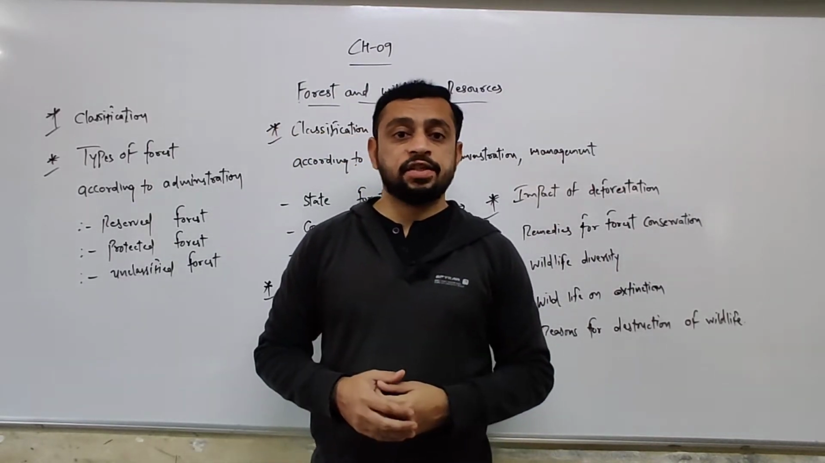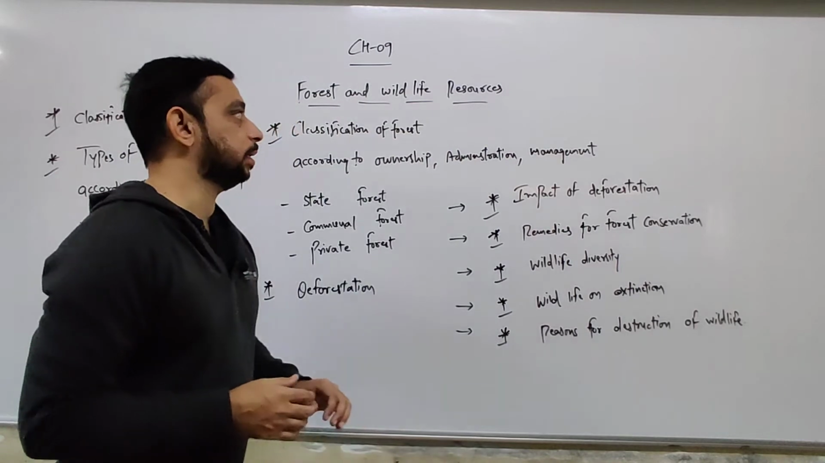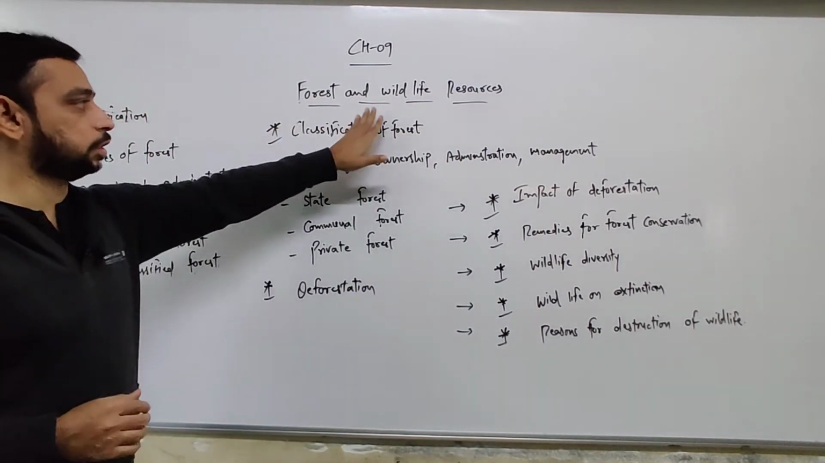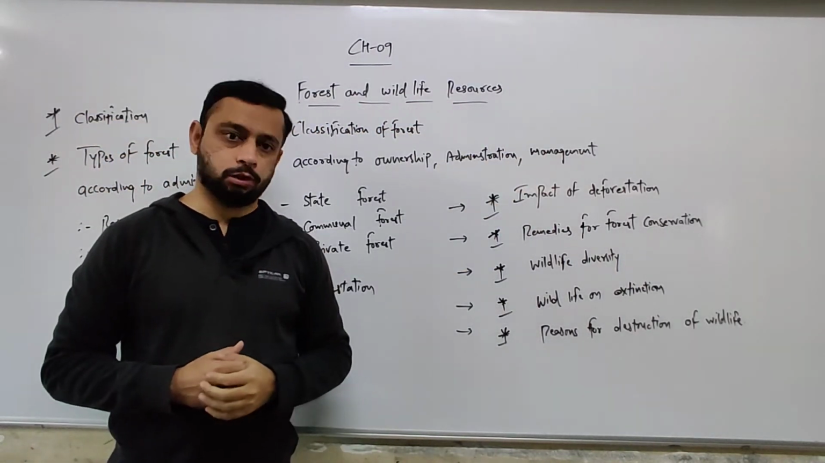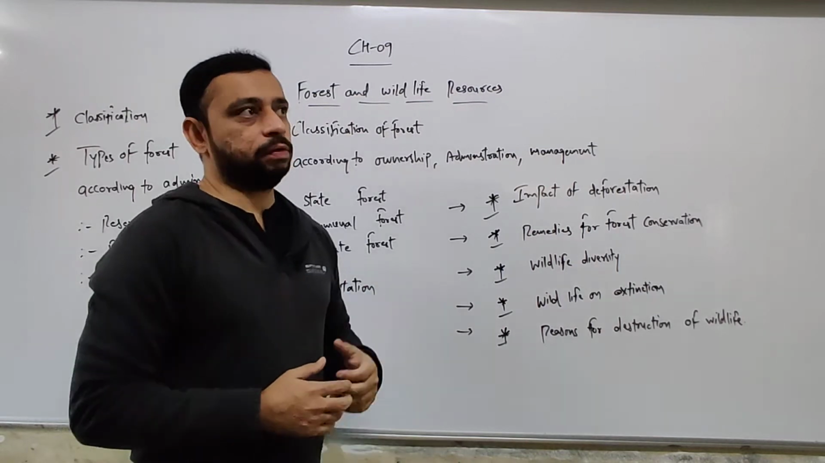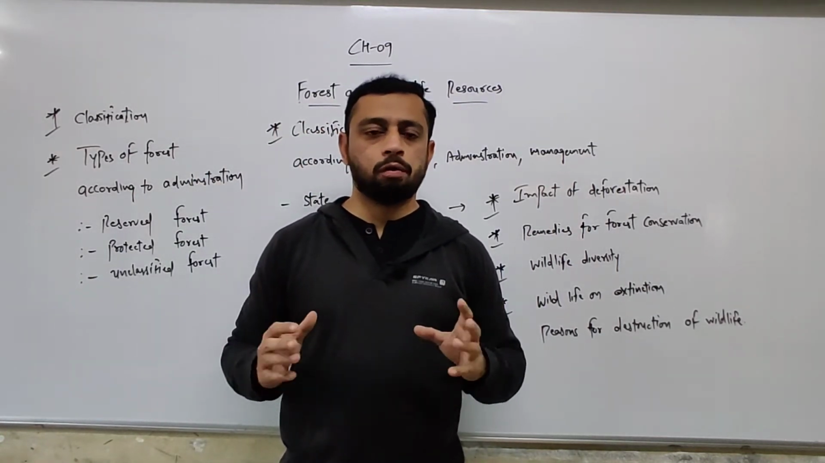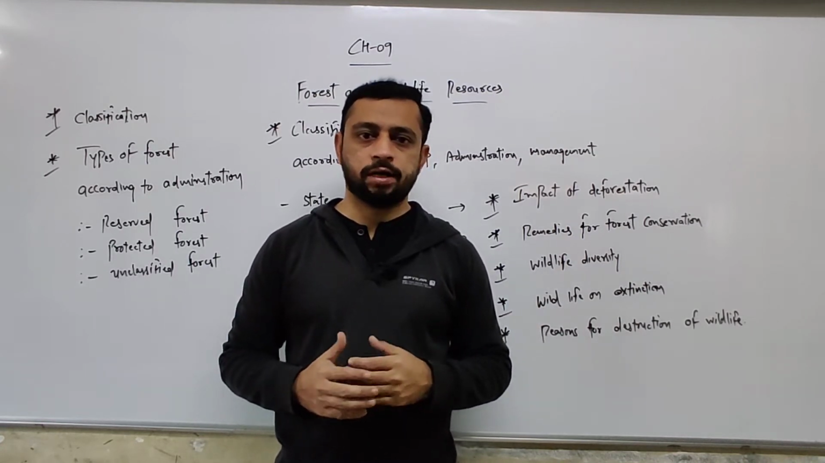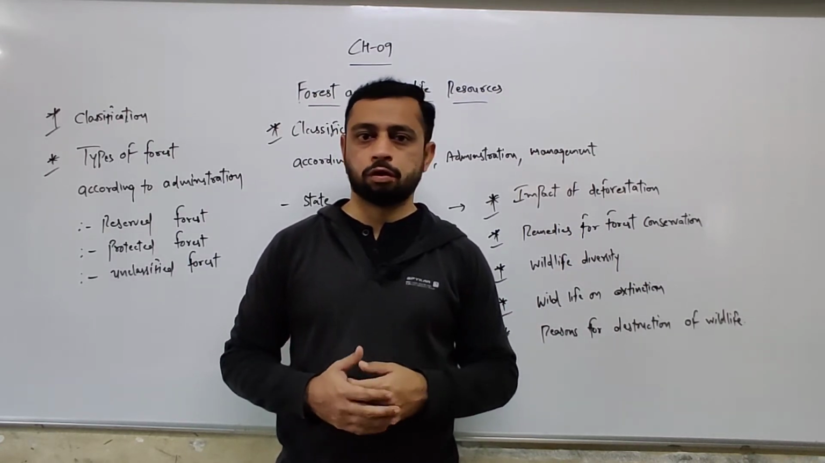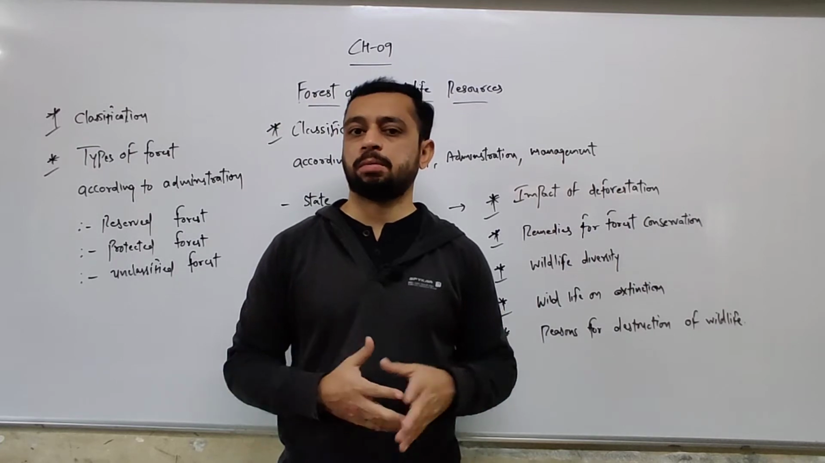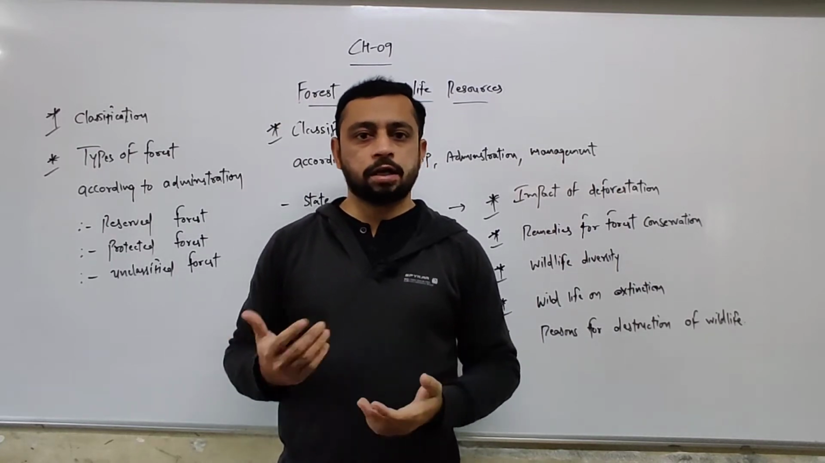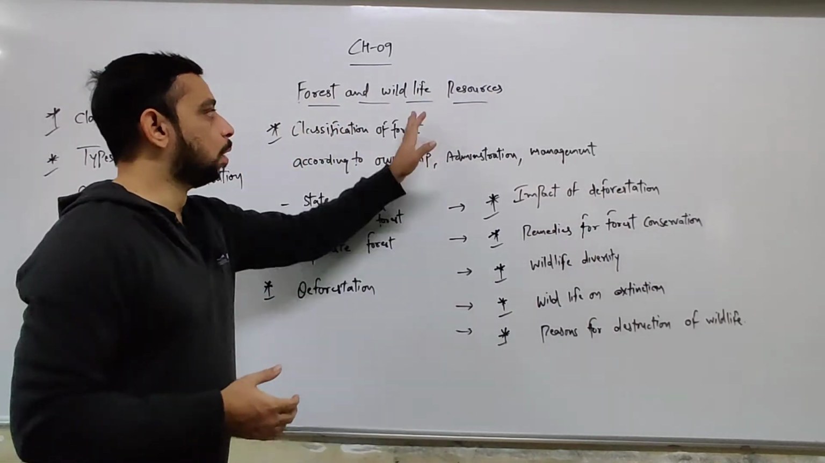We were discussing chapter number 9, right? The name of the chapter is Forest and Wildlife Resources. We have previously discussed chapter number 8, that is natural resources. We also discussed what the natural resources are, soil formations, types of soils, and all those things in chapter number 8. Yesterday we started with chapter number 9, that is wildlife resources.